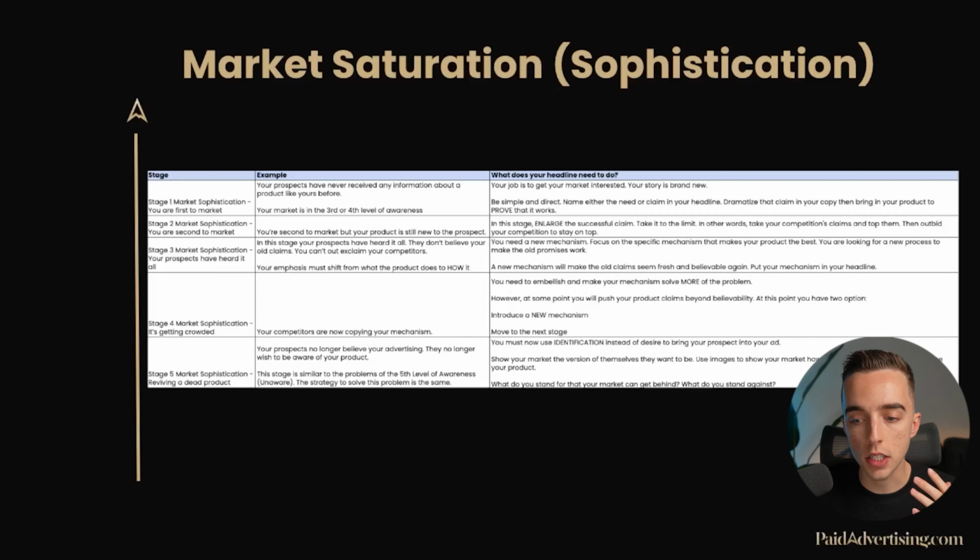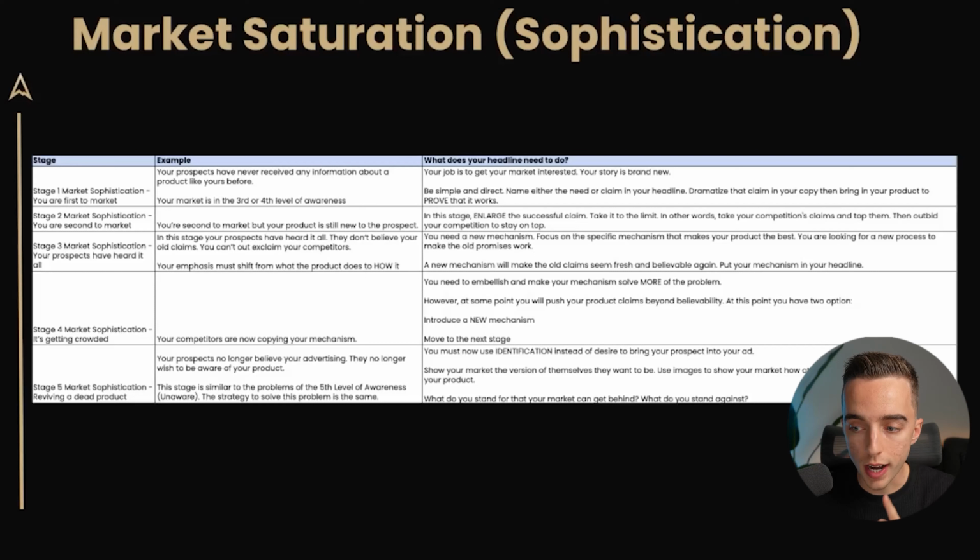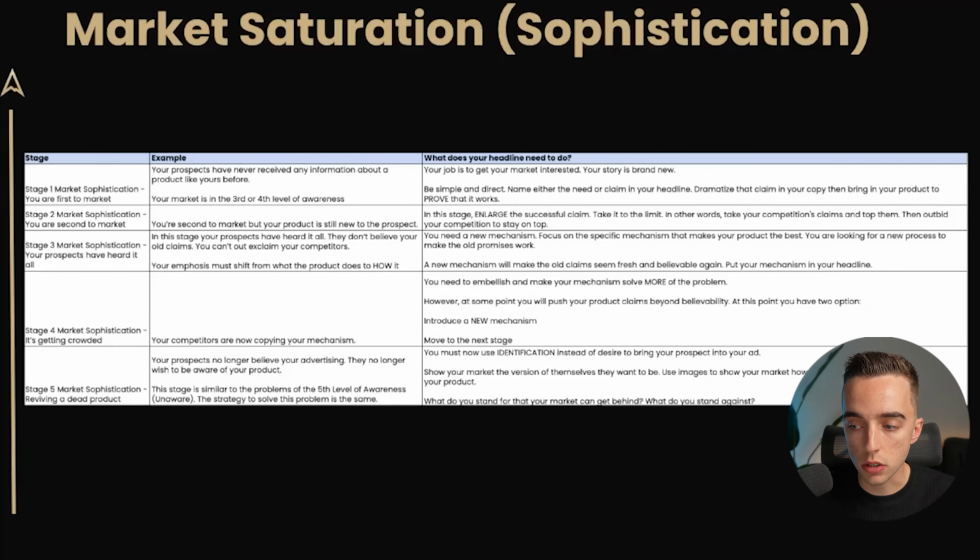Market sophistication stage 5, reviving a dead product. Let's take a look at the third column. You must now use identification instead of desire to bring your prospect into your ad. Show your market the version of themselves they want to be. Use images to show your market how others will view them when they use your product. What do you stand for that your market can get behind? What do you stand against?